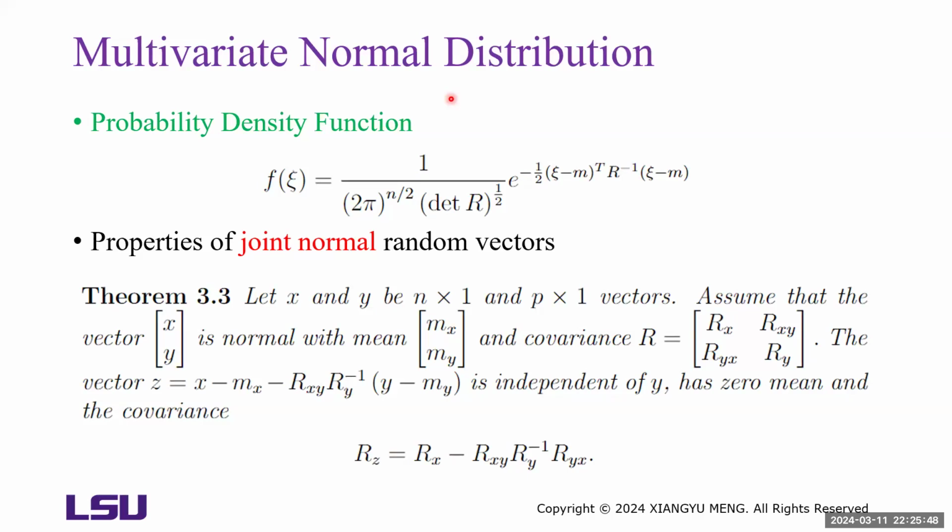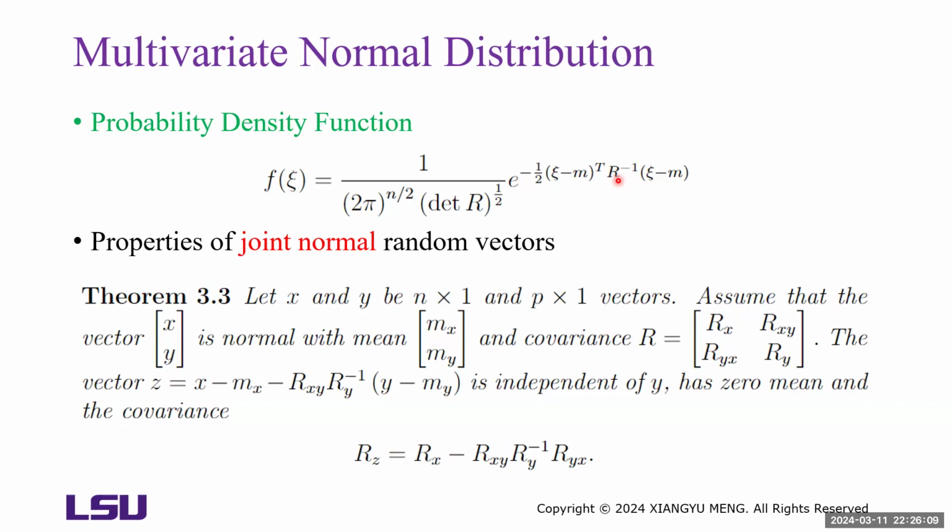First, let's consider an n-dimensional normal vector or Gaussian vector with a mean m. M is a vector of dimension n by 1, and the covariance matrix is R. R is a matrix of n by n.